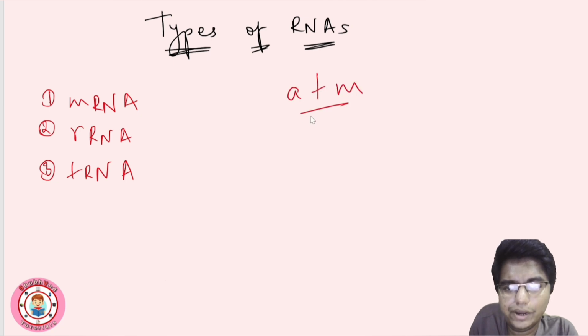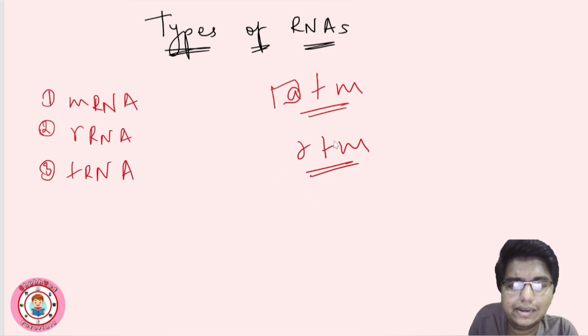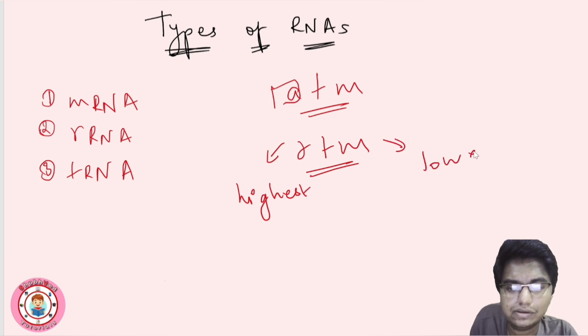We know ATM. Okay, ATM machine. So replace the A with R. RTM. Okay, rRNA, tRNA, and mRNA. So here R is the highest. rRNA is the highest one, and mRNA is the lowest one. So this is the order: R, T, M.